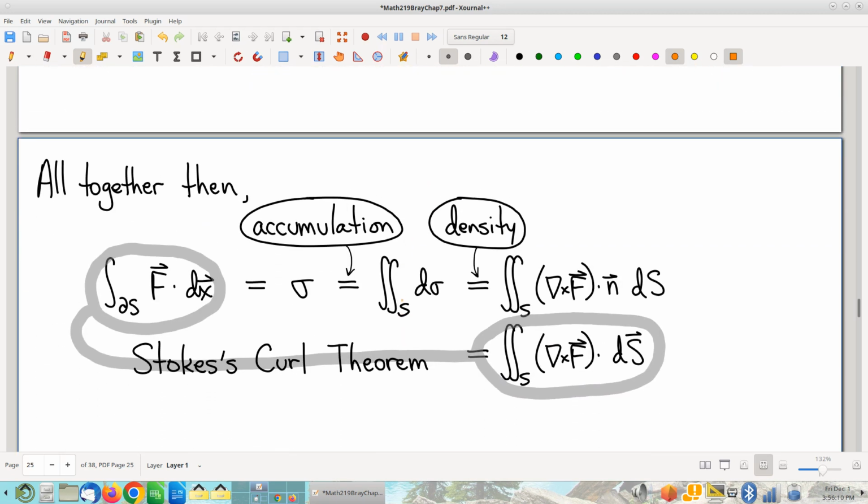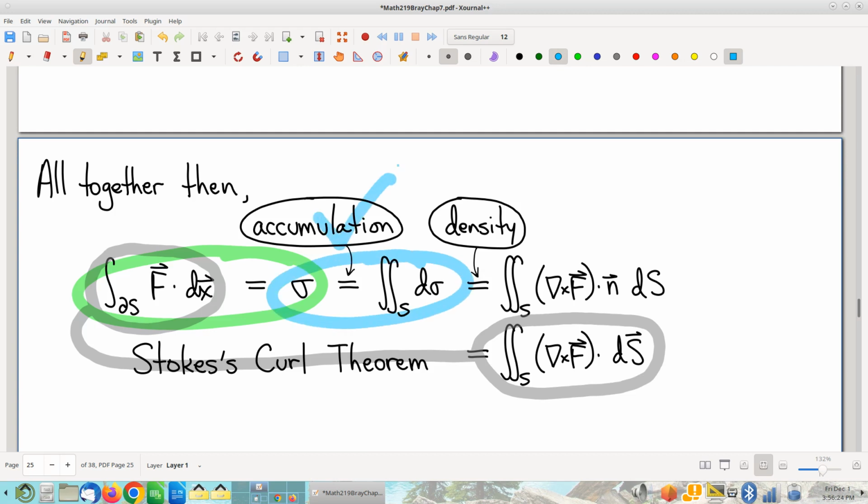Here's the final version of the theorem. I'll remind you, we started with this idea that we're going to think of circulation as being a quantity of interest. We make the observation that it's an accumulating quantity. The whole is the sum of the parts. Look at what this blue equation says. It's exactly, literally saying the whole circulation is the sum of all the little pieces of circulation. So, the whole is the sum of the parts.